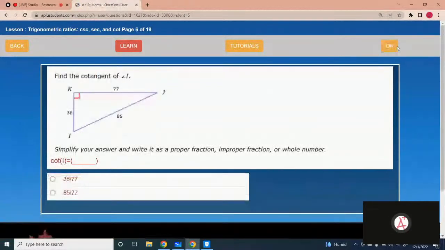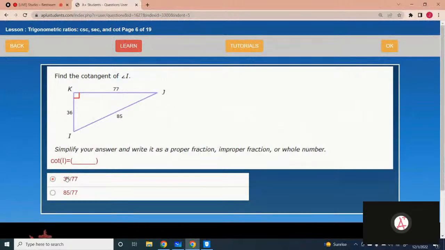Okay, now you have to find the cot of angle I. The cot of angle I is opposite divided by the hypotenuse. Sorry, adjacent divided by the opposite. According to angle I, the adjacent is 36 and the opposite is 77. So it would be 36 over 77. Got it?